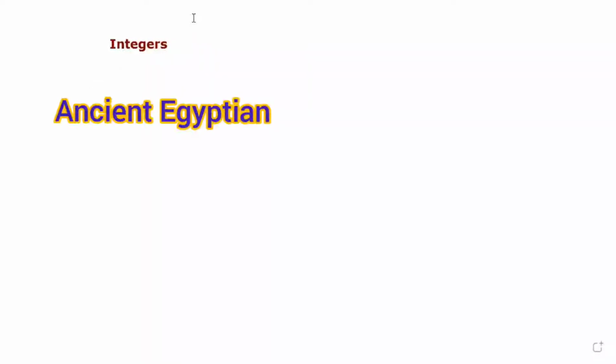In ancient Egyptian times, when numbers were not being introduced, different symbols were used to show the numbers. For example, this symbol looking like 9 was used for 100, and this symbol was used for 10, and for 1 they used a bar like this.